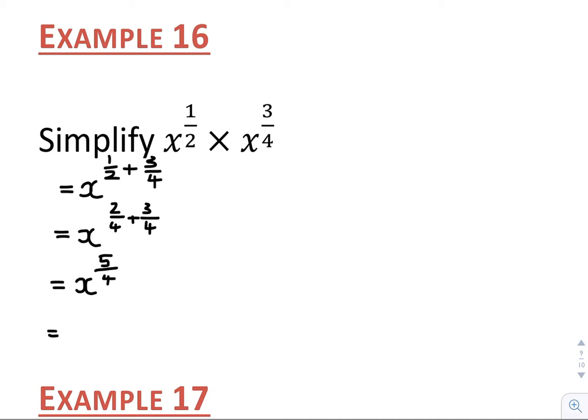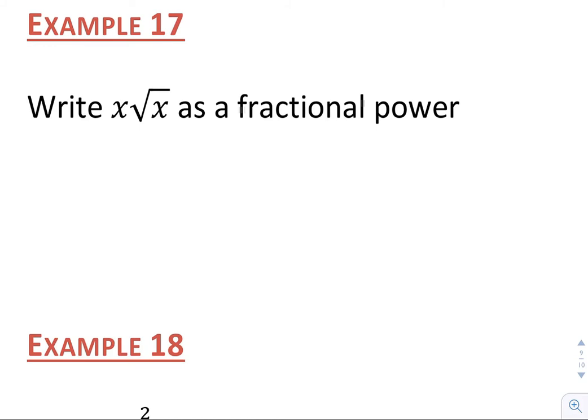Now, x to the power of 5/4 is actually not mathematically nice, so to speak. So instead, we'll convert this into a surd. So we're going to have the fourth root of x to the power of 5 as our end solution.